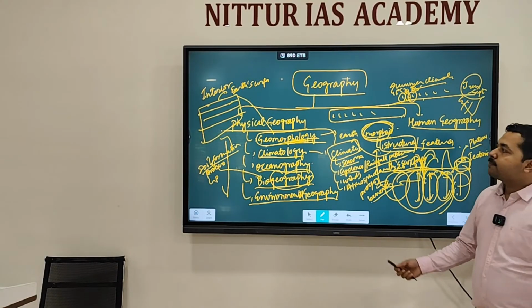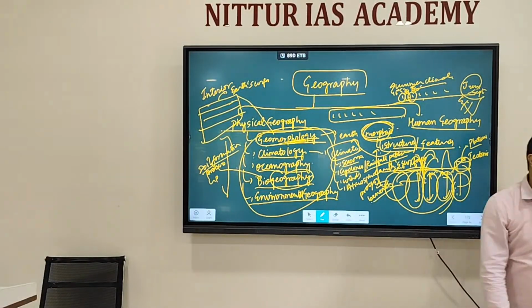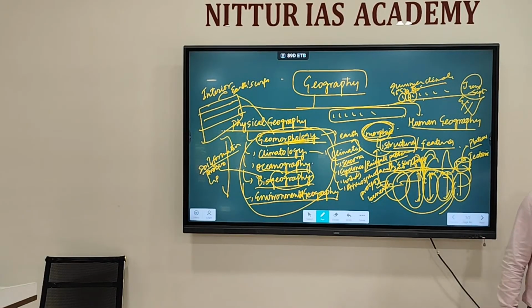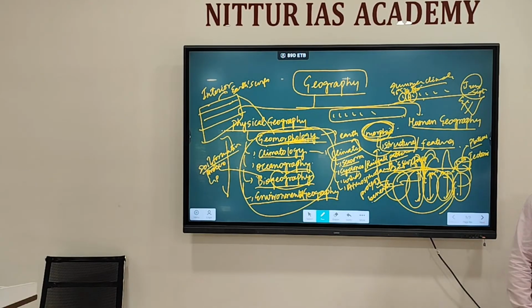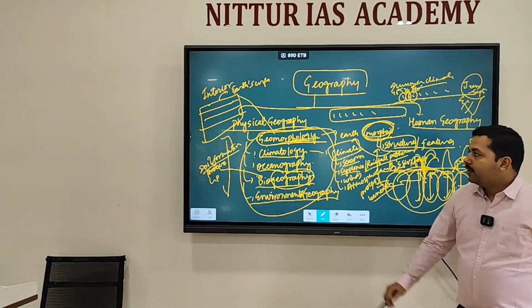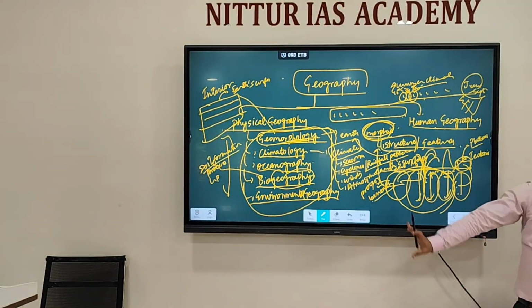Clear? So these parts constitute your what? These 5 parts constitute your physical geography. Clear? Geomorphology, climatology, oceanography, biogeography, environmental geography, these constitute your physical geography part. Clear? So these parts come under your physical geography.